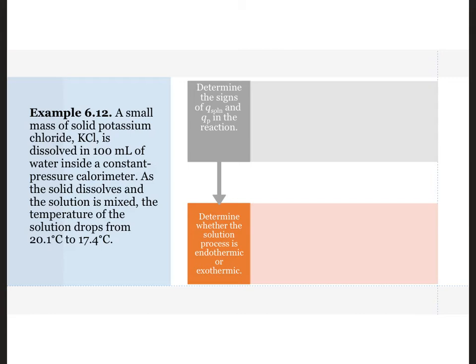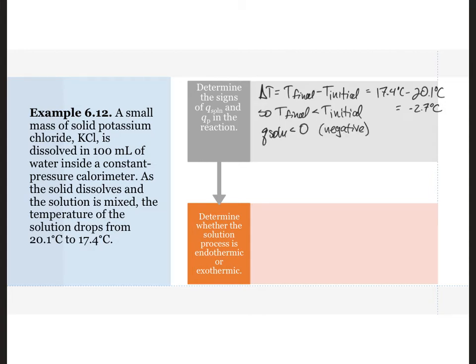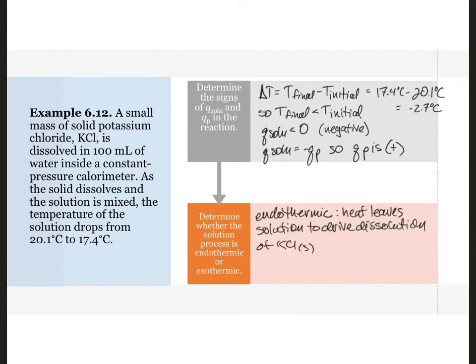The temperature of the solution drops, which we can express as T final less than T initial. This means heat is moving out of the solution, so Q of solution is less than 0. We also know that Q of solution is equal to negative Q sub P, meaning that Q sub P is positive. Therefore, the process is endothermic as heat moves into the reaction.